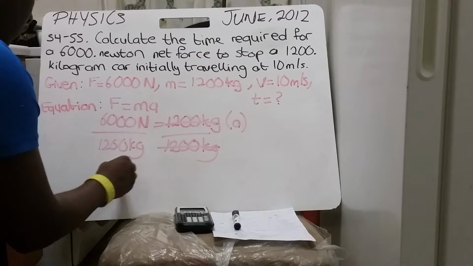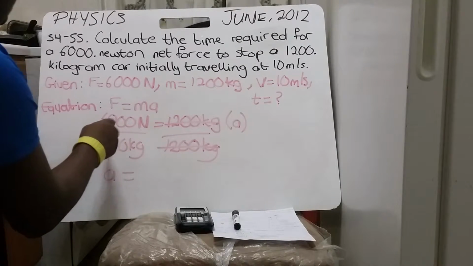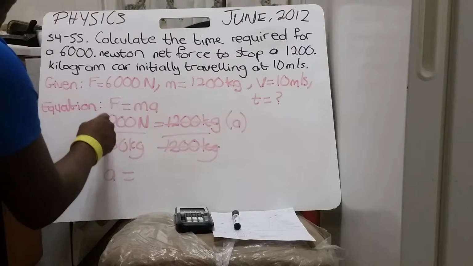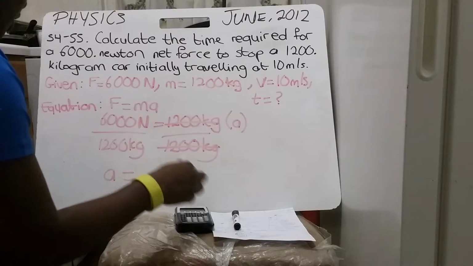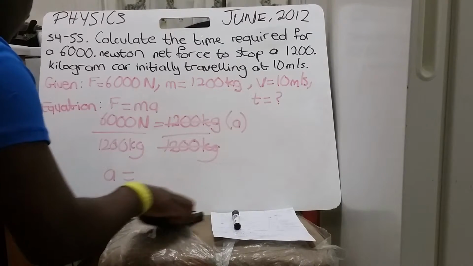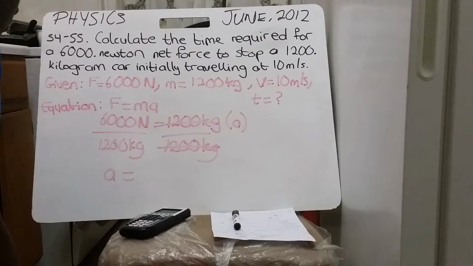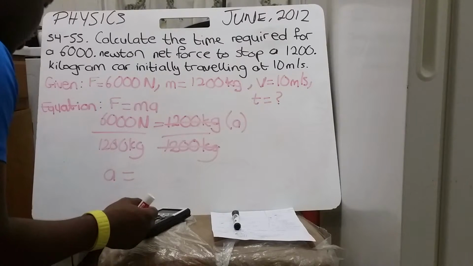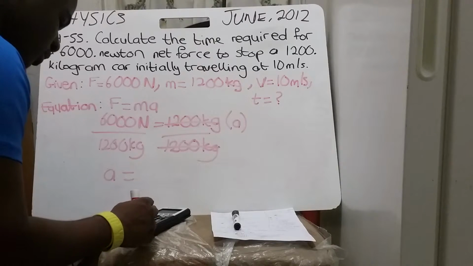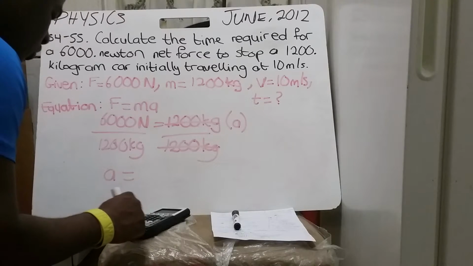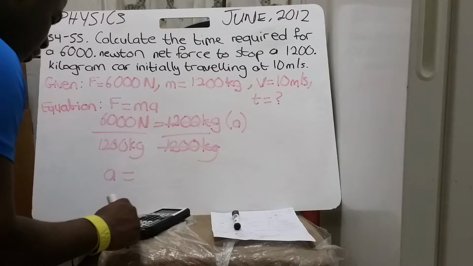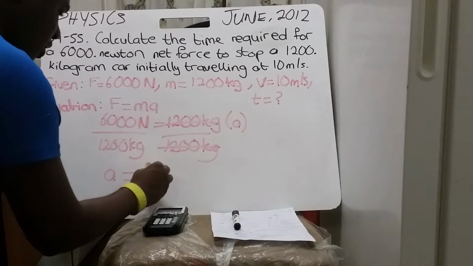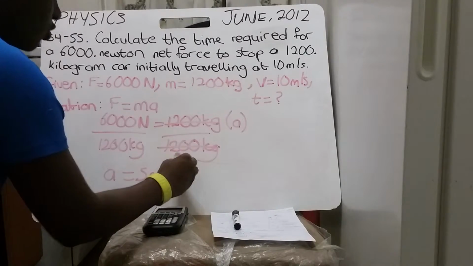a equals, which is acceleration equals 6,000 divided by 1,200. Take out my calculator, even though I could kind of get it. 6,000 divided by, I think it's 2 or 5. 6,000 divided by 1,200. 5. Oh, I had it right. So 5 meters per second squared.